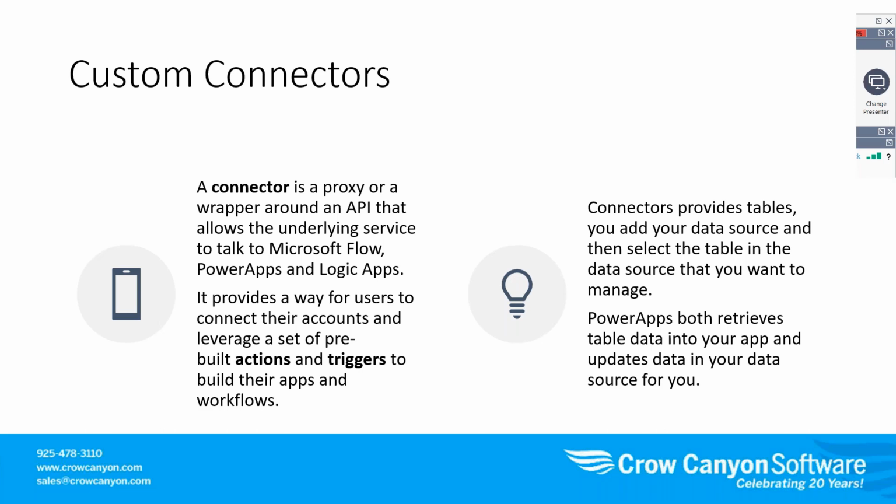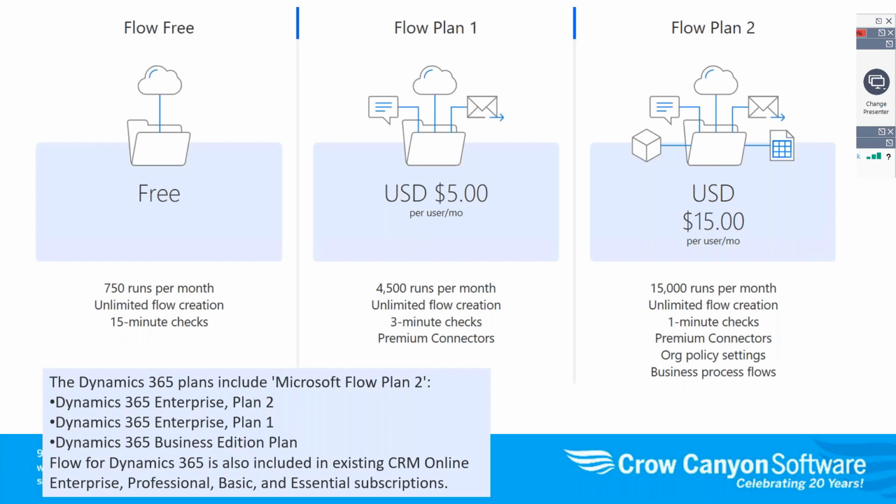And let me move on here. Flow does have plans. Basically, there's the 750 runs that you get, with up to 15-minute checks, meaning it'll only check up to a maximum of 15 minutes. In order to have something check every 3 minutes, you need to be in Flow Plan 1. Got that? What you get with Flow Plan 1, which is $5 per user per month, is 4,500 runs per month, unlimited flow creation, 3-minute checks, and access to the premium connectors. Flow Plan 2 gives you 15,000 runs per month, unlimited flow creation, and a 1-minute check. So if you want something checking every minute to see if the condition has been met, you need to be using Flow Plan 2. If you've got Dynamics 365, it includes Flow Plan 2.